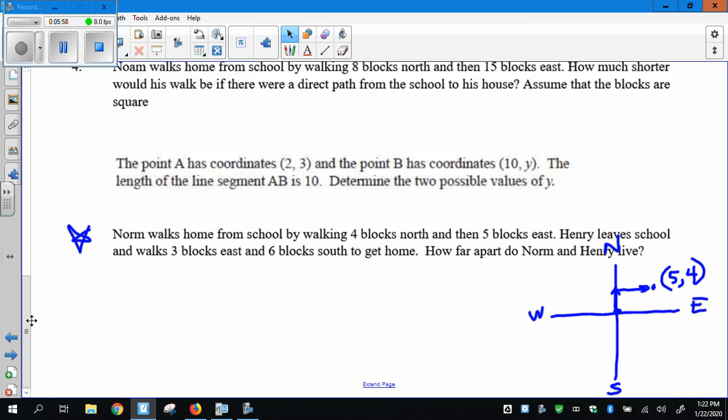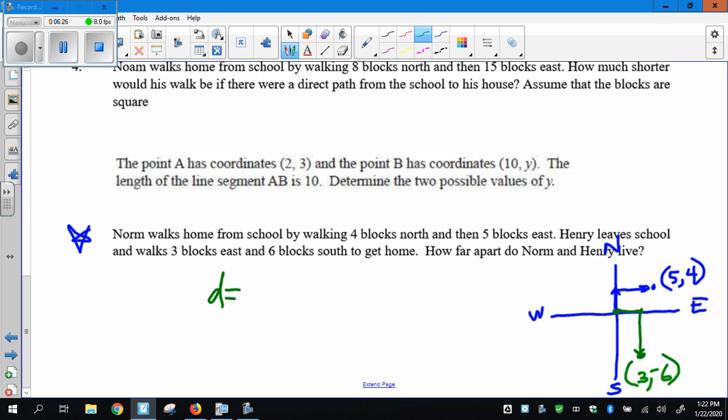Now, if Henry leaves school, so starts here and walks 3 blocks east, that'd be this way 3, and then he goes 6 blocks south. He's going to end up at this point right here at 3, negative 6. Okay, so now I can use the distance formula to help me figure that out.